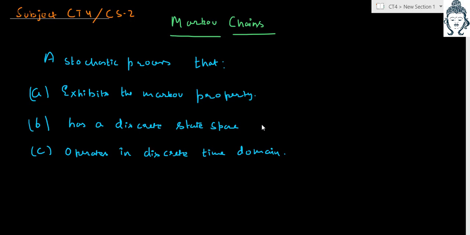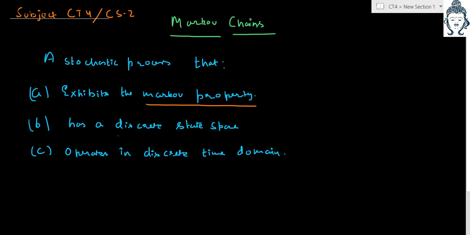Okay. So to take a formal definition, a Markov chain is a stochastic process that firstly exhibits the Markov property, which means that the future states can be completely predicted based on the present, and the past does not provide any additional information for the prediction of the future. Okay. That's the first thing. It has to satisfy the Markov property.